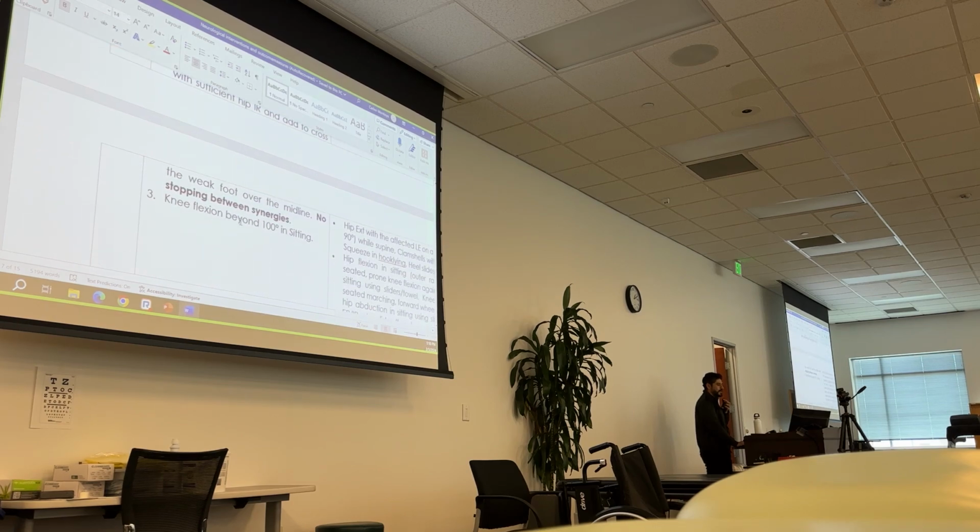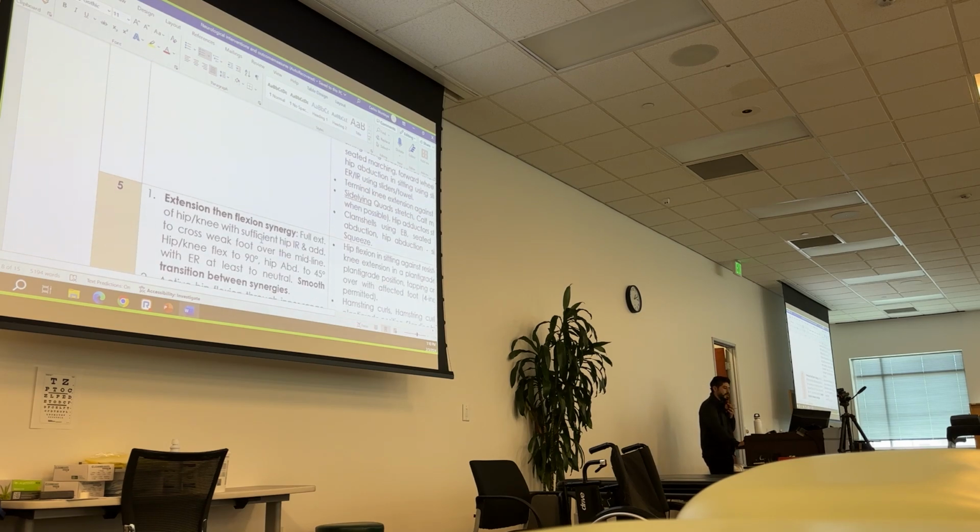Knee flexion beyond 100 degrees in sitting. You remember when we said the patient can do this movement in sitting? Stage 4, knee flexion beyond 90 degrees. They can do dorsiflexion in this stage with the heel on the floor.